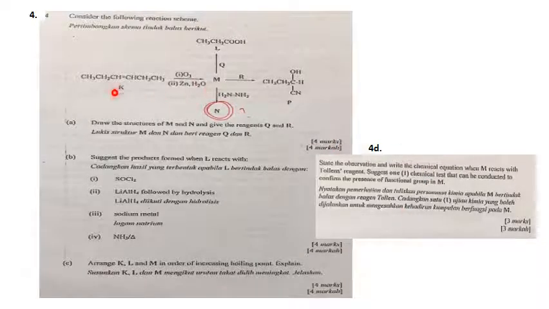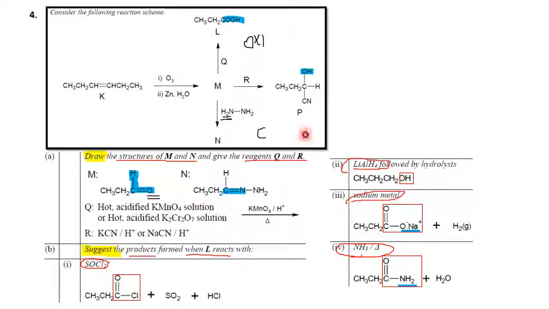So this is question 4. There are four parts: part A, part B, part C, part D. And then for part B, there are four sub-questions. Okay, for this question, consider the following reaction scheme.